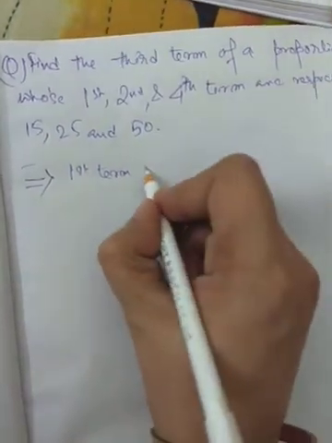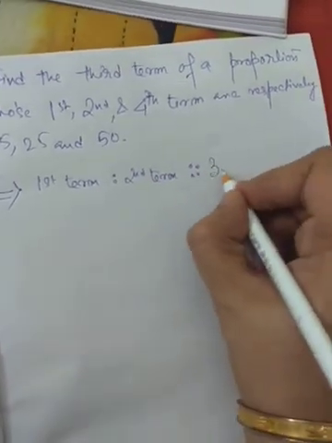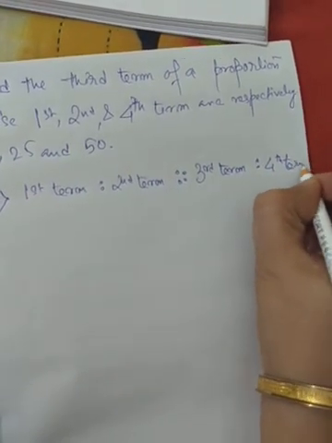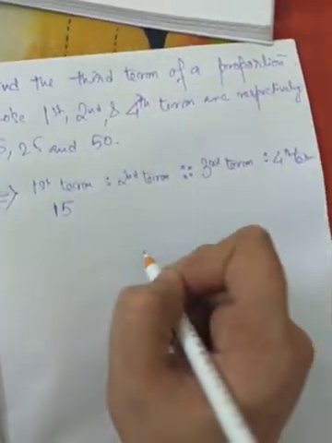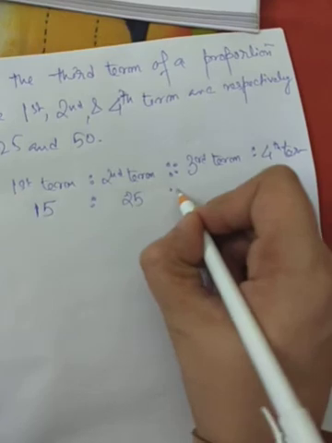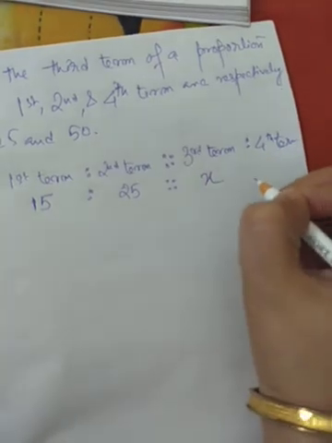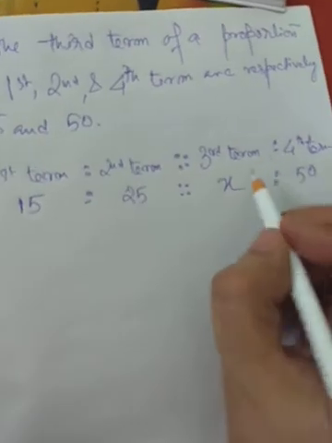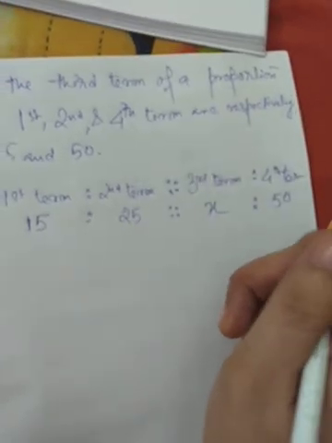First term is to second term proportionate to third term is to fourth term. Out of which what do we know? We know the first term, it is 15. Second term also we know, it is 25. Third term we don't know. So we will assume this third term as X. And the fourth term is 50. Is it clear, students? We are assuming this third term as X, as we don't know the term.